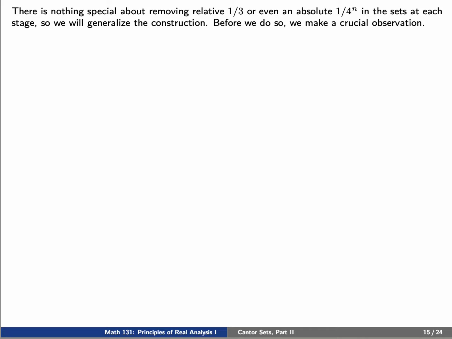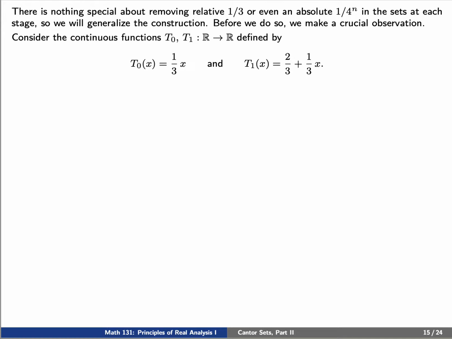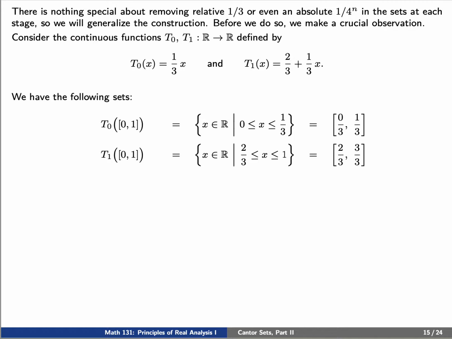There really isn't anything special about either removing a relative 1/3 of the intervals or an absolute 1 over 4 to the n of the intervals. So we're going to generalize and give a very general construction. But to do so, we need to make a crucial observation. Let's consider the following continuous functions t0 and t1. They're just linear polynomials. We notice that the images of the interval 0 to 1 are just subintervals.